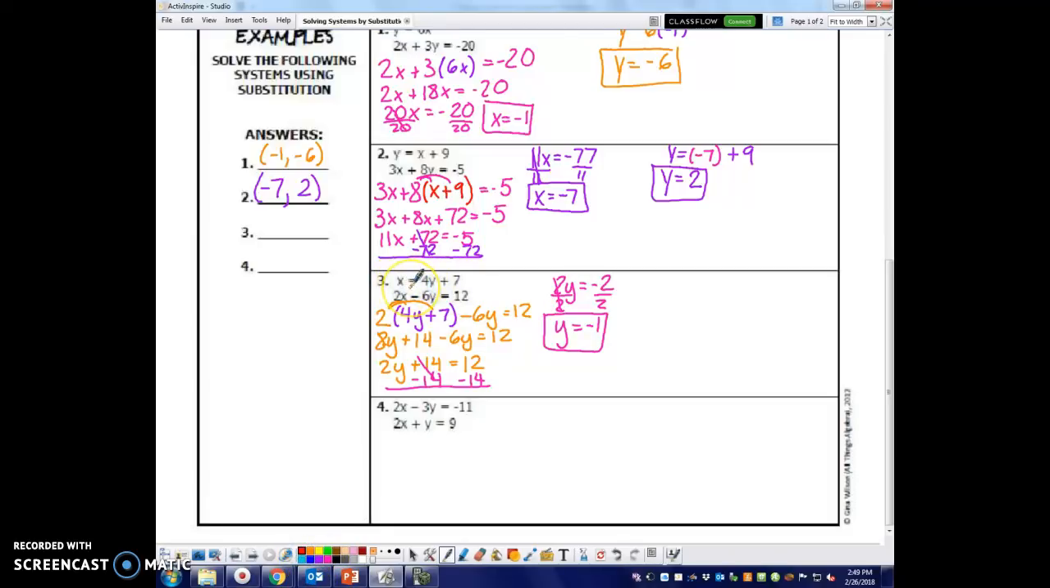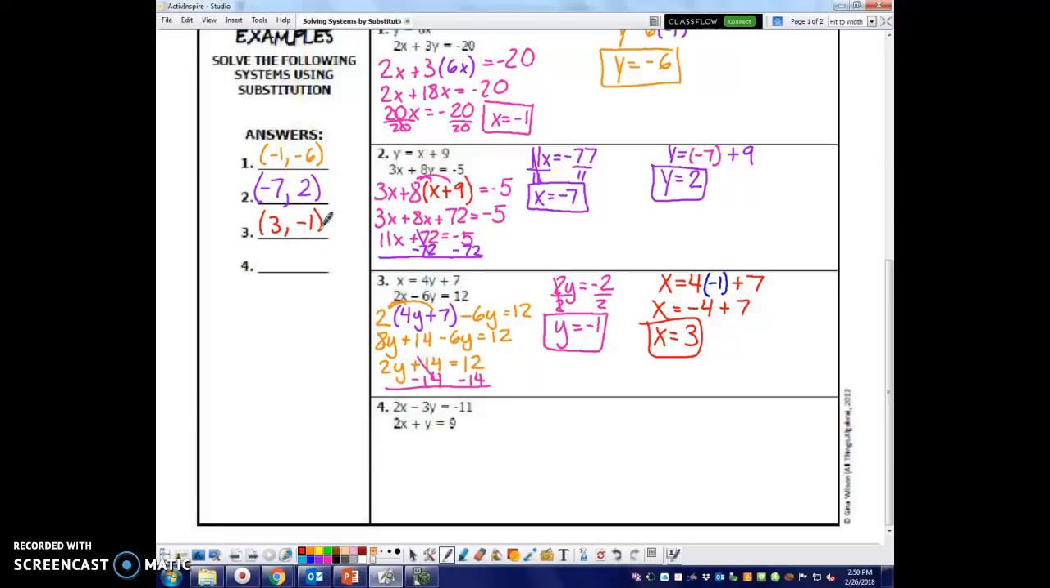I'd use this because it looks really easy. So x equals 4 times what? -1, because that was y, plus 7. So x equals, what's 4 times -1? That's -4 plus 7. What's -4 plus 7? That's 3. So your answer here is going to be, remember x first, 3, then y, -1.